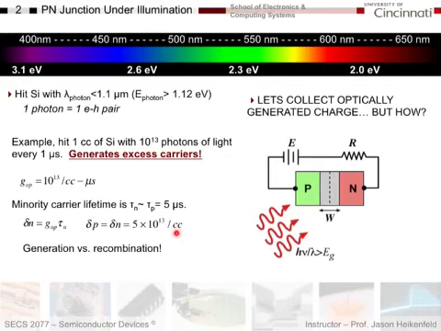So at this point, we want to do something useful with this. So let's collect the optically generated charge. But how can we do that? Well, not surprising in this course that it's all going to come back to diodes. And so we're going to set up a diode, and we're going to collect that charge using the diode.